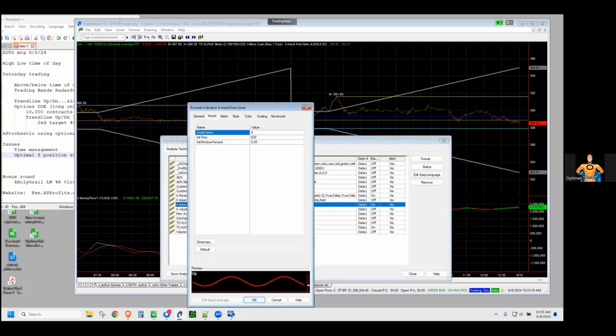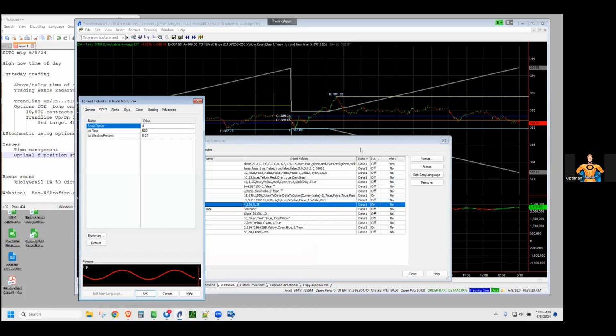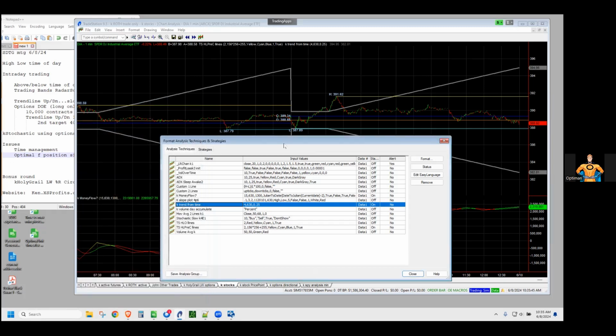So trend from time says there's a scale factor, there's an initial time, and there's an initial window percentage. These three things tell you, so you want to start at the beginning of the day. Scale factor is just the slope of the line, and then the percentage at the open. So it basically draws 0.25% above and below the open. It says if it's below, above, and if it's within that range, don't bother trading it.